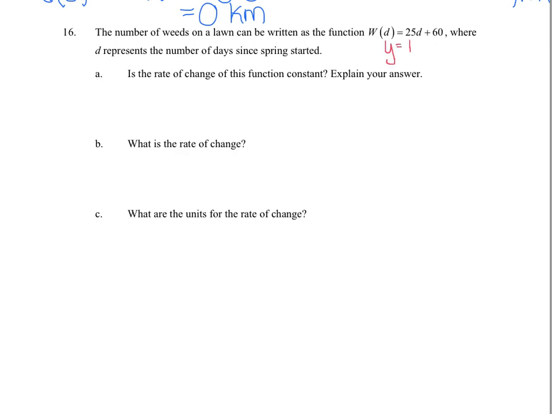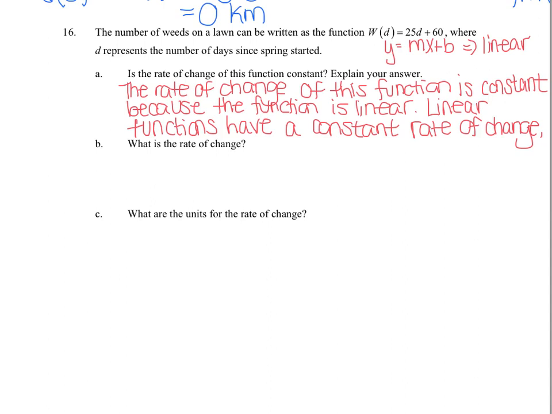Well, if we look at this function right here, we see that it fits into the scenario of y equals mx plus b, which means that it is a linear function. This is a hint to tell us that the rate of change of this function is constant because linear functions have a constant rate of change. So as written, the rate of change of this function is constant because the function is linear. Linear functions have a constant rate of change. This would be a thorough and excellent explanation to justify your answer.